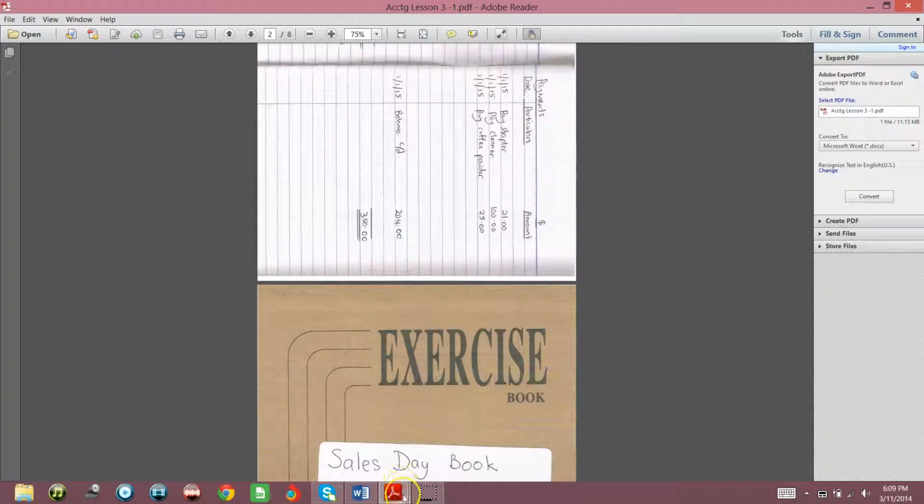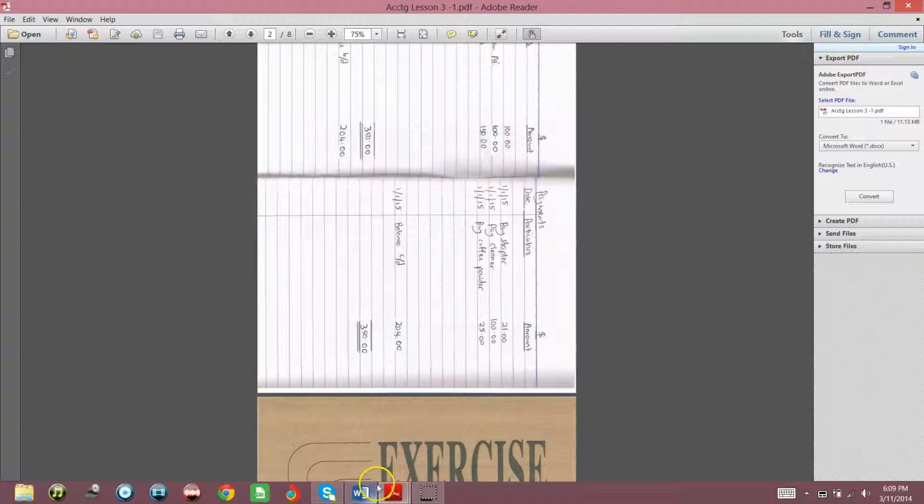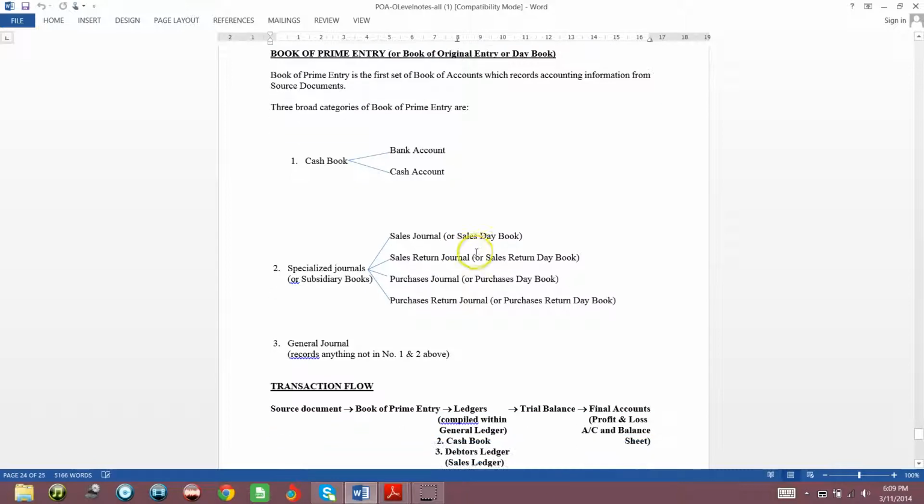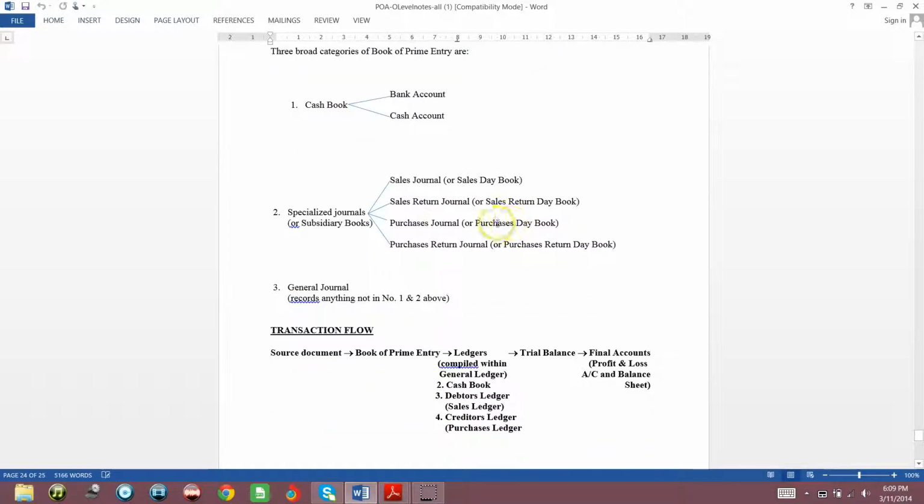Now we have learned about the cash book. That means a book of prime entry, or book of original entry, which we also call a day book. That means the first book of account, the first book in which we record our accounts. Then we will have some customers who come and buy from us on credit, customers that we sell to on credit.